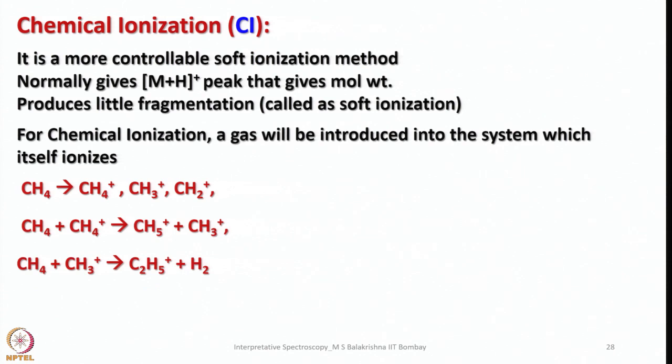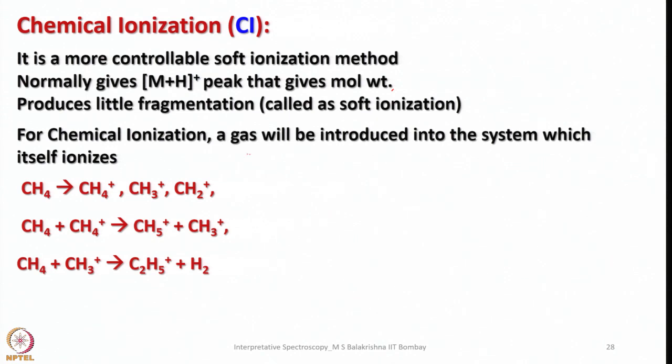The second method is called chemical ionization. It is a more controllable, soft ionization method. Electron impact is a hard ionization method, whereas chemical ionization is a soft, controllable method that normally gives M plus H cationic peaks, which give the molecular weight. Since it is a soft ionization, it produces very little fragmentation.